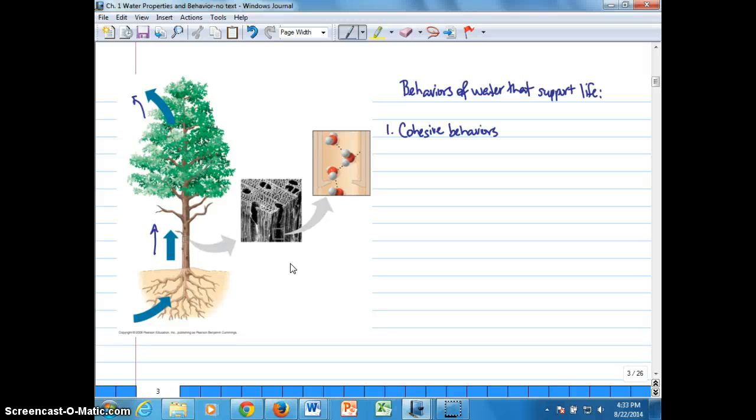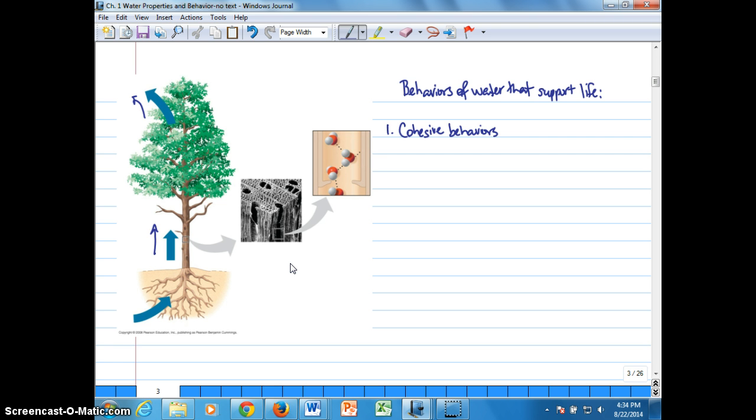Okay, we've just been talking about the different properties of water, which is basically all based on the fact that oxygen is electronegative, forming a polar molecule, and how water molecules form hydrogen bonds with each other. So now we're going to look at some of the behaviors based on those properties, the behaviors of water that support life. So one of the behaviors is its cohesive behaviors.